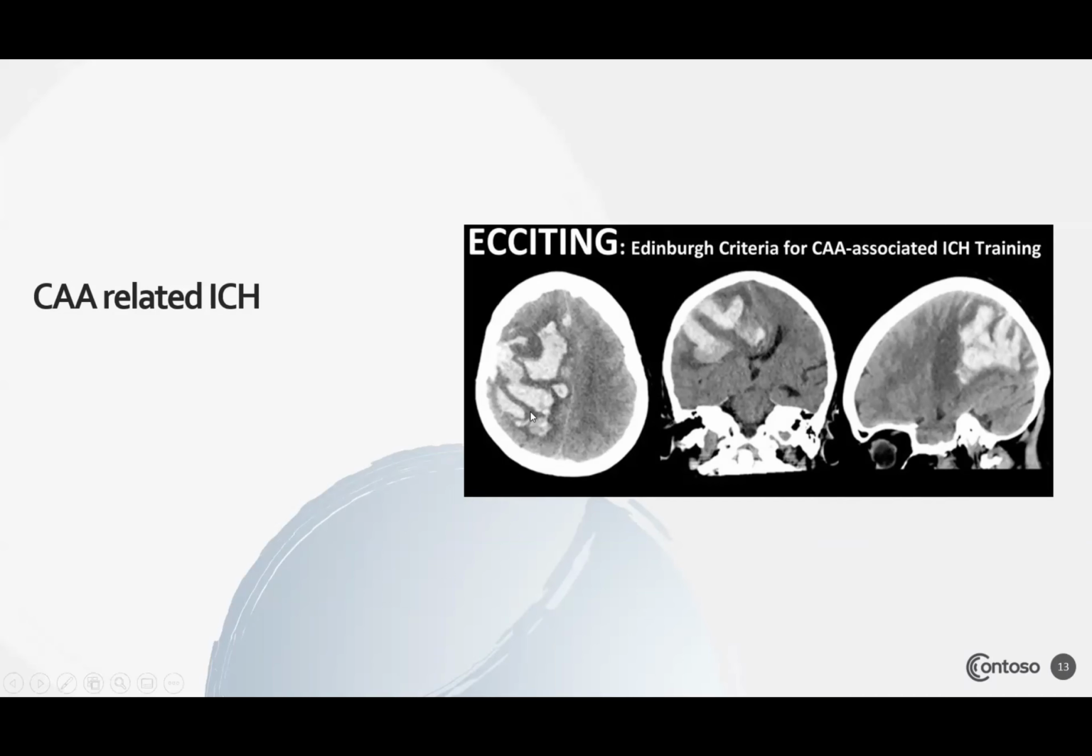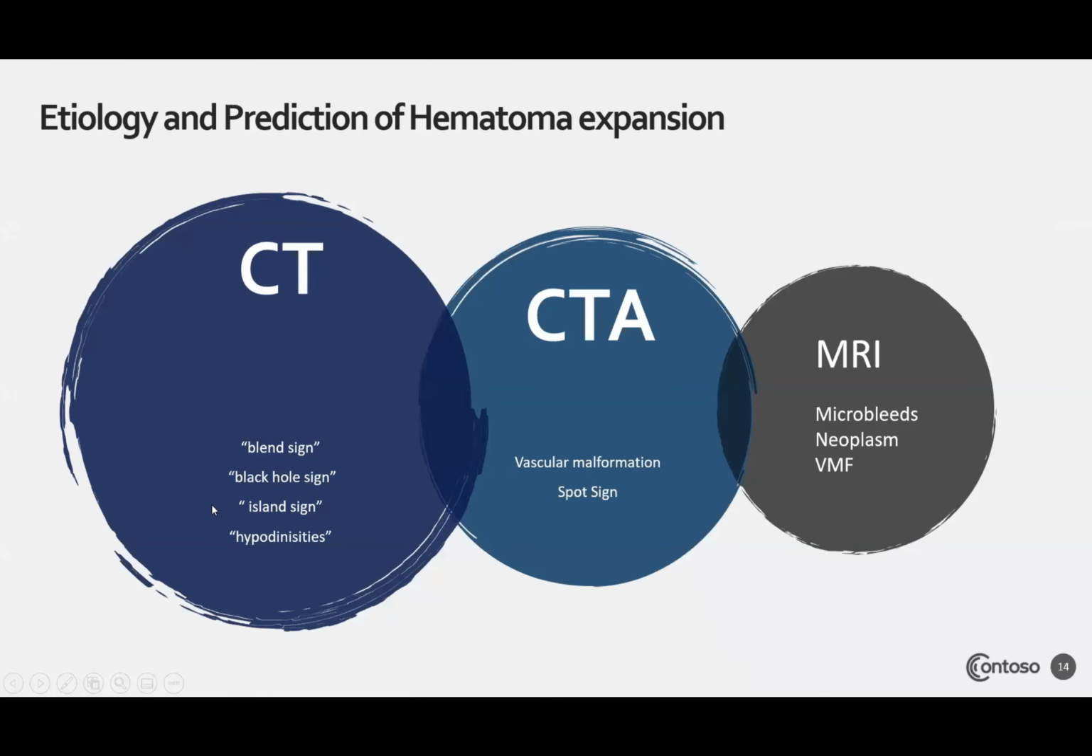So you can relay, and this is possibly related to amyloid angiopathy. And these patients, don't touch them surgically, the amyloid angiopathy patient. Etiology and the prediction of hematoma expansion, as we mentioned, we can predict in the CT scan the hematoma expansion. Yes, we can predict, and we have a couple of signs in the CT scan that give us a hint that this bleed will expand in the coming hours.